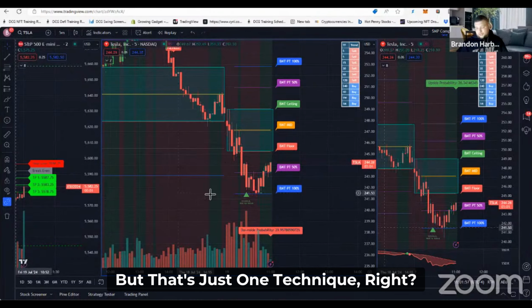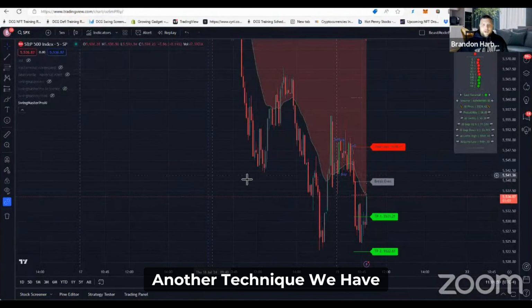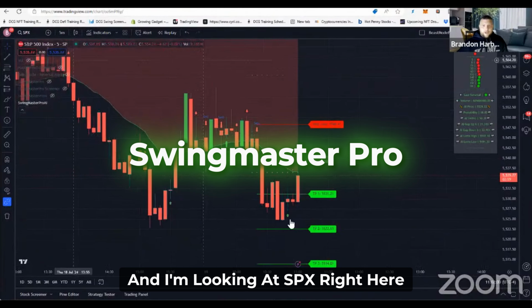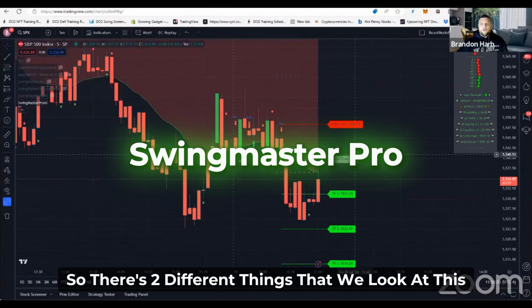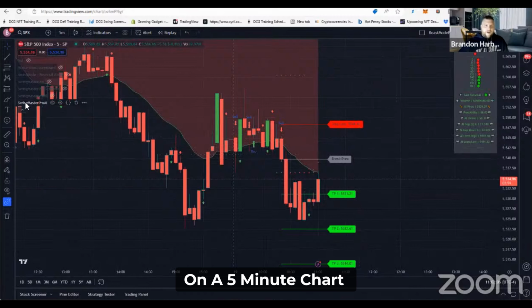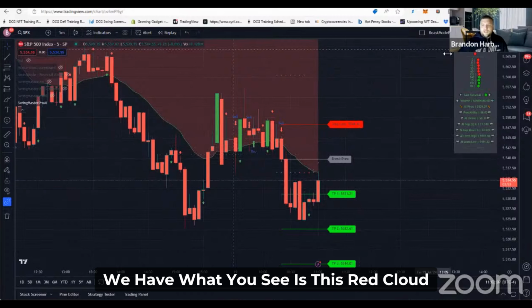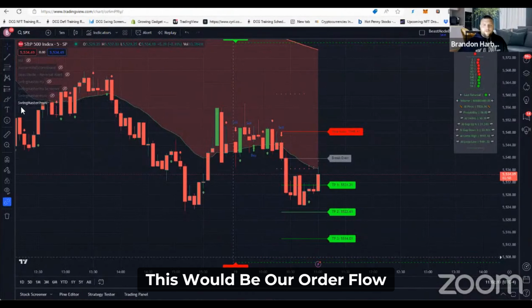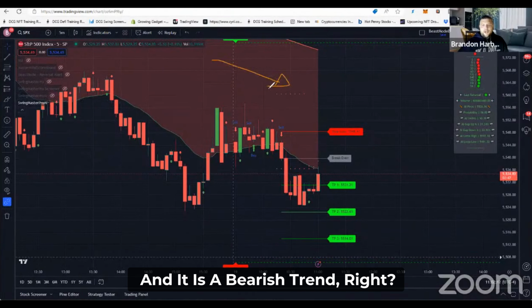But that's just one technique, right? Another technique we have is SwingMaster Pro. I'm looking at SPX right here. There are 2 different things that we look at on a 5-minute chart. We have what you see as this red cloud. This would be our order flow, and it is a bearish trend, right?